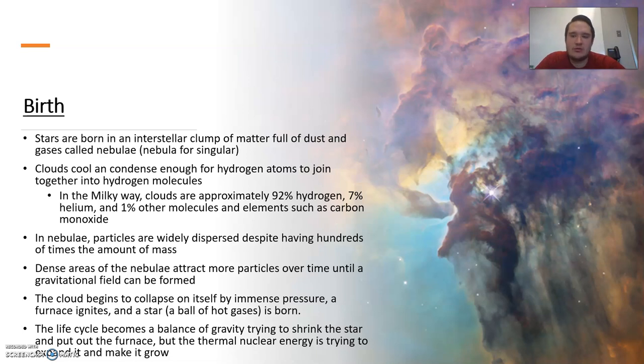In nebulae, particles are widely dispersed despite having hundreds of times the amount of mass. Dense areas of the nebulae attract more particles over time until a gravitational field can be formed. The cloud begins to collapse on itself by immense pressure. A furnace ignites and a star, a ball of hot gases, is born. The life cycle becomes a balance of gravity trying to shrink the star and put out the furnace, but the thermal nuclear energy is trying to expand it and make it grow. So, just like with humans, it starts with birth.